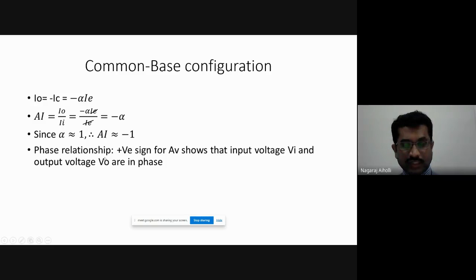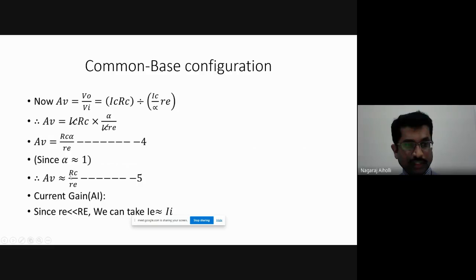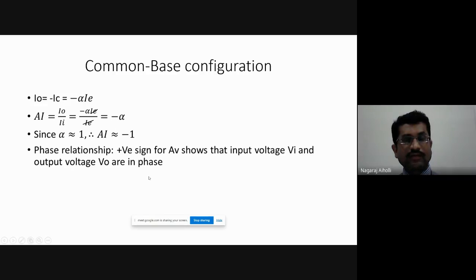Now what is the phase relationship here? Let us see the gain equation. It is plus capital RC by small re, that is, it is positive. It means output voltage and input voltage are in phase with each other. Input voltage Vi and output voltage V0 are in phase with each other. Okay, so these are the equations for the common base configuration.